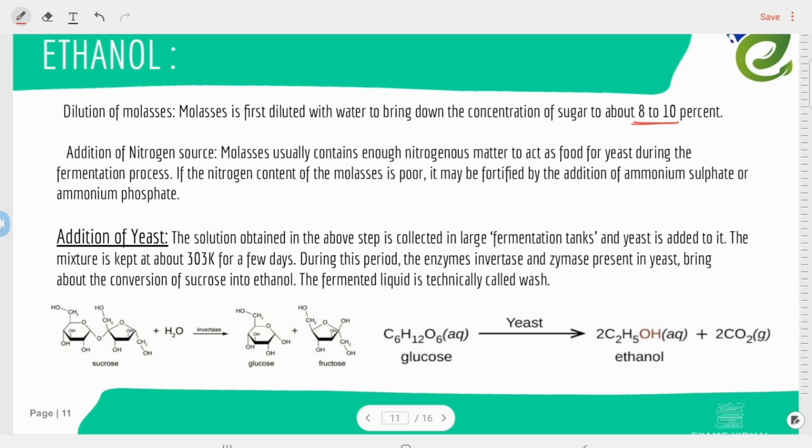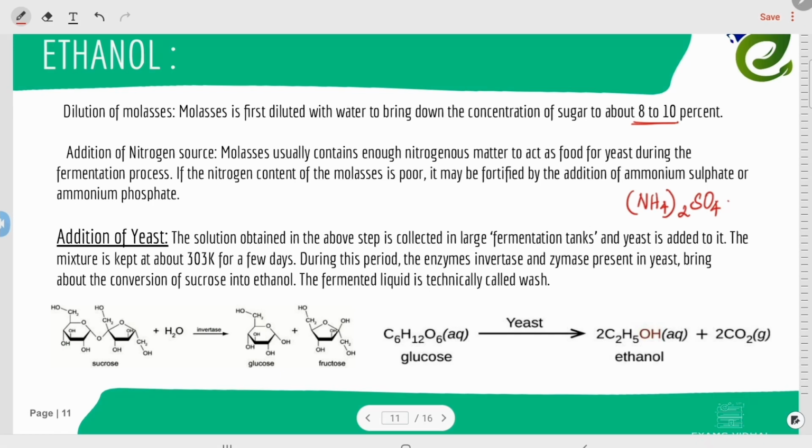What is fermentation? If we take a dosa batter or breads, we leave the batter or the dough for around 6 to 8 hours for it to rise up and ferment. That process is known as fermentation. If the nitrogen content of the molasses is poor, it may be fortified by the addition of ammonium sulfate. Ammonium sulfate is (NH4)2SO4.